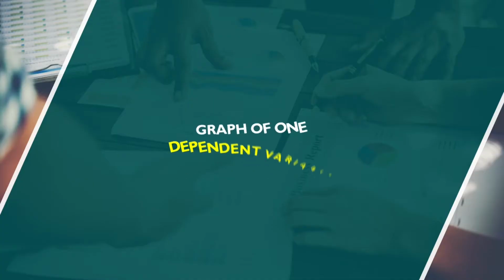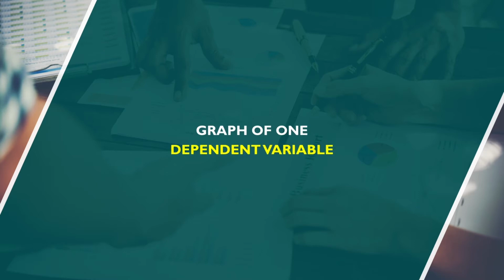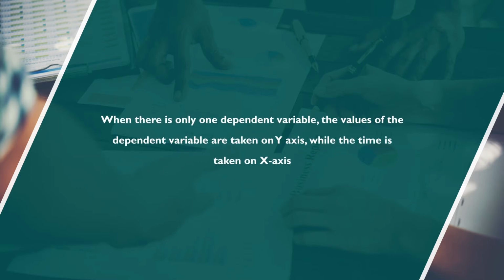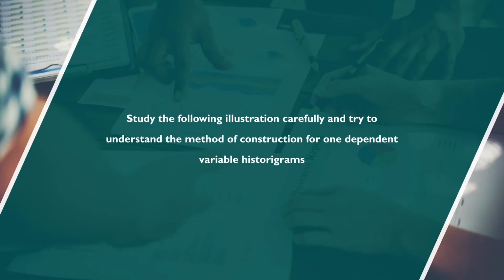When you talk about the graph of one dependent variable, when there is only one dependent variable, the values of the dependent variable are taken on the y-axis while the time is taken on the x-axis. We will see how this statement is interpreted with the help of certain figures. We will study certain examples and try to understand the methods of construction for a one dependent variable histogram.